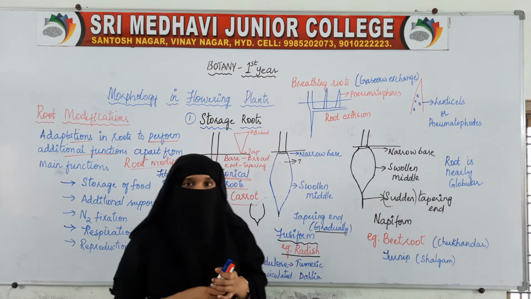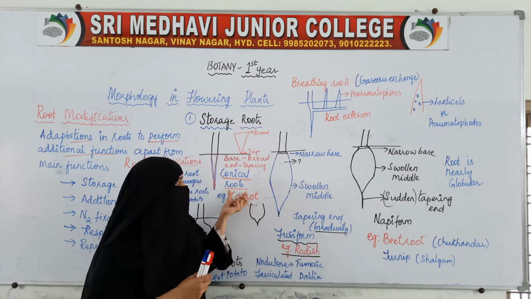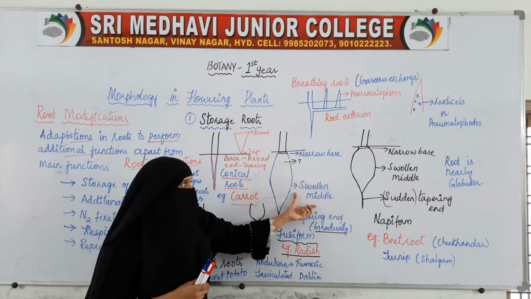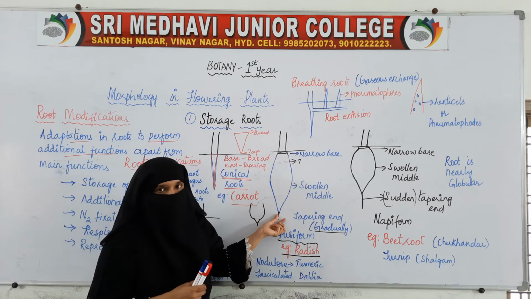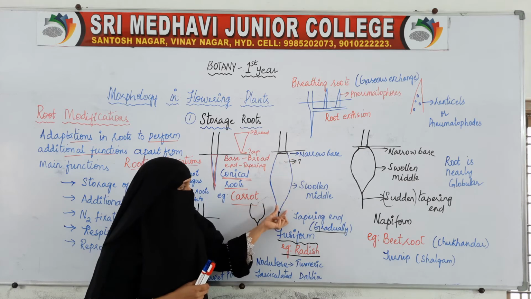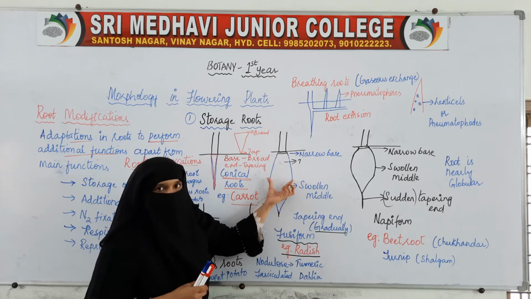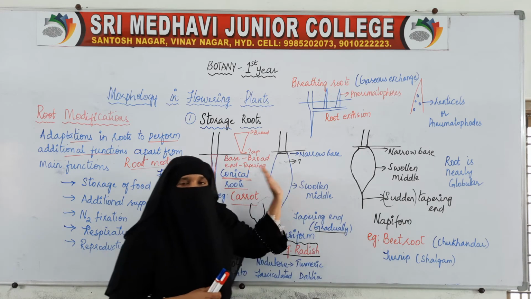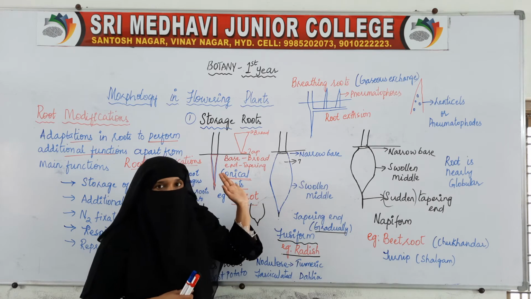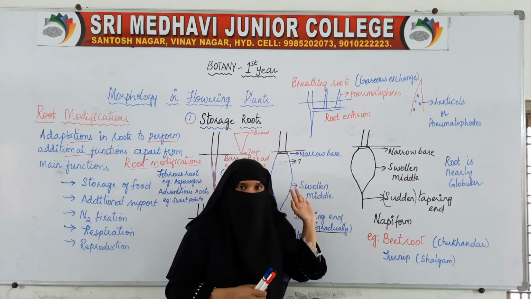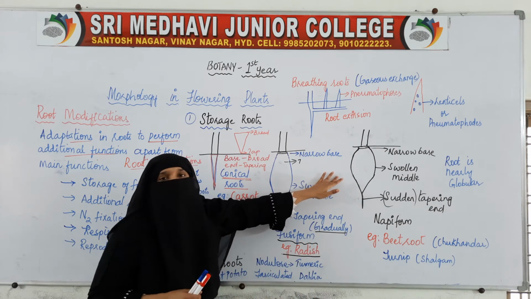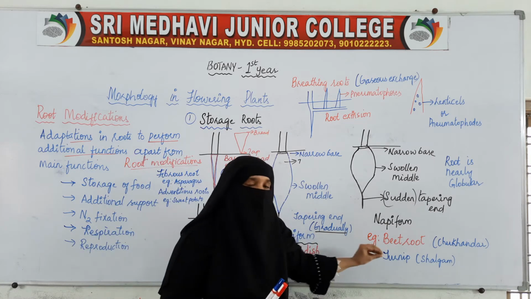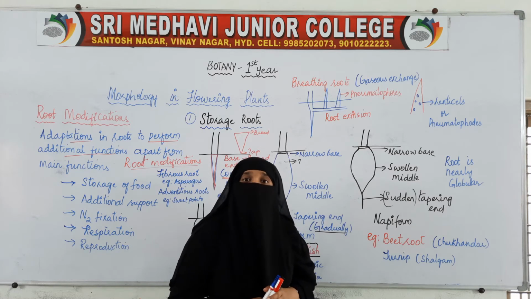If the shape is cone-like, then it is called conical roots, for example carrot. Then fusiform shape, that is tapering on both sides, with a narrow base, gradual tapering, and swollen middle, which we see in radish. Napiform, which we see in beetroot and turnip. These are all examples of taproot modifications for storage of food material. All these roots are storing food material. Basically the carrot, the radish, the beetroot, the turnip which we eat, all these are nothing but roots.